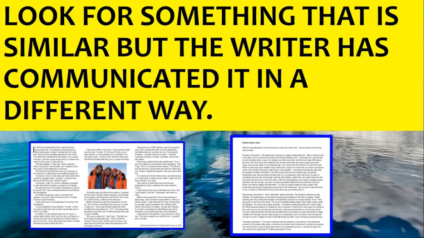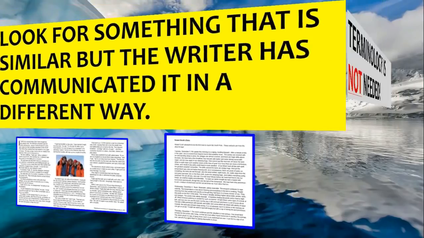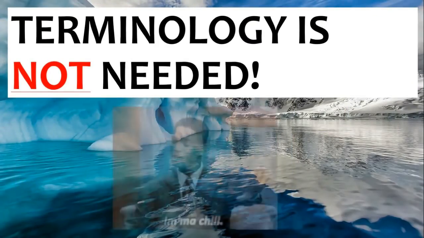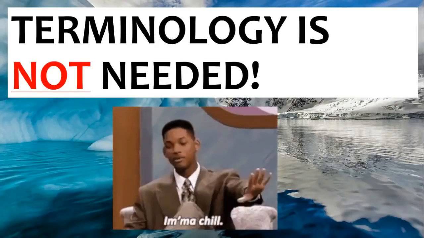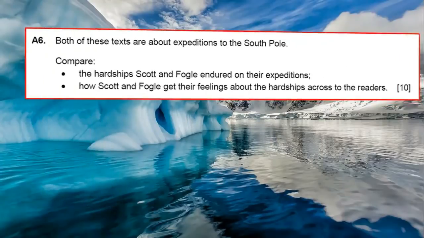So you can look at the two extracts, and if you want this extract, it's the Ben Fogle Captain Scott. There is a link to the exam paper in the YouTube video. So you need to look for something that is similar, but maybe the writer has communicated it in a different way. So for example, in these texts you're going to say that they both suffered with the weather, but maybe they talk about it in a different way. Terminology is not needed, so you can use a little bit. If it comes easy to you, say it's an adjective, say it's a verb, but we don't really need it a lot in this question.